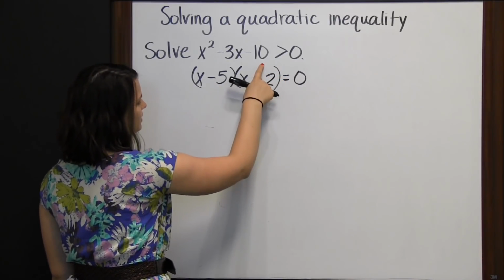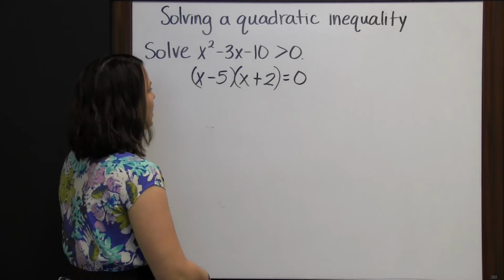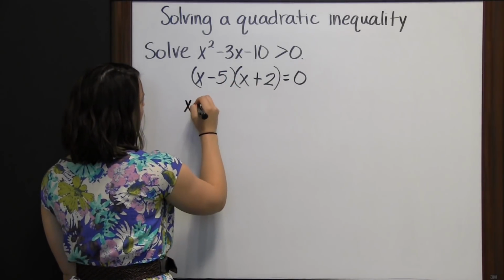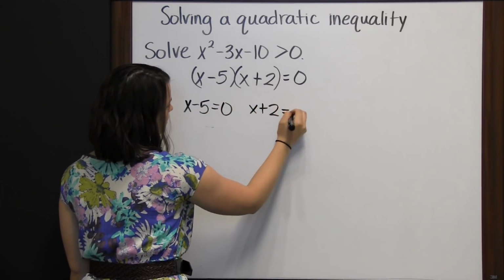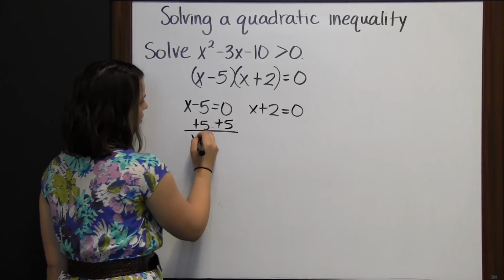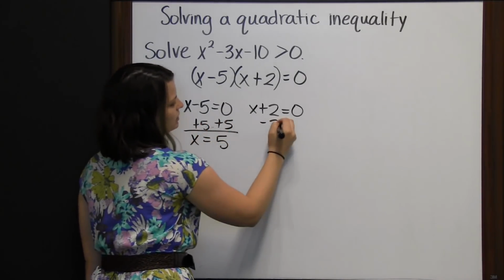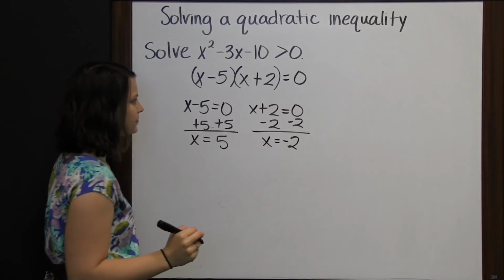Negative 5 times 2 is negative 10, and negative 5 plus 2 is negative 3. And now we'll use the zero product property to solve. x minus 5 equals 0. x plus 2 equals 0. Add 5 to both sides. So x equals 5. Subtract 2 from both sides. And x equals negative 2.